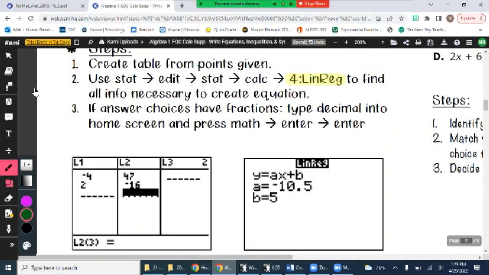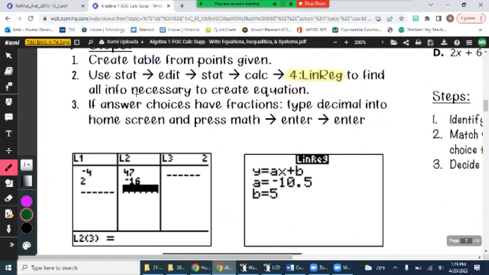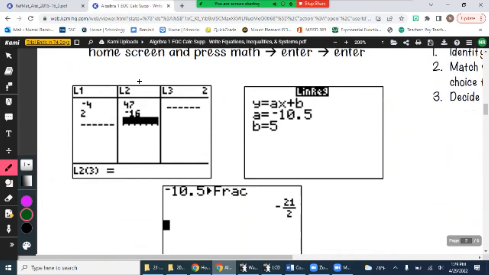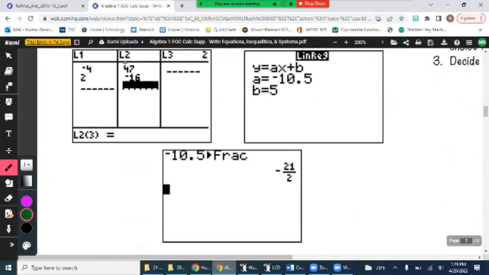And when you use that, we've done it a million times. You go into that one screen, you go down to store, alpha trace. This is the screen you're given. It gives you the numbers that you're going to use to plug in. But since we are given a decimal, chances are we're going to have to convert it back to a fraction. And how do you do that? Type in that decimal, press math, and then enter, enter, enter, enter. So it converts that -10.5 back to a fraction, which is -21/2.